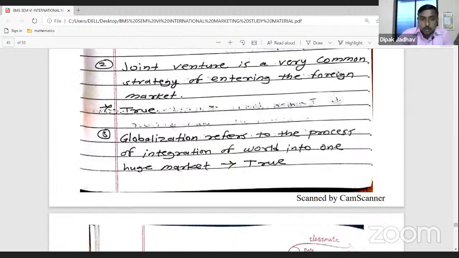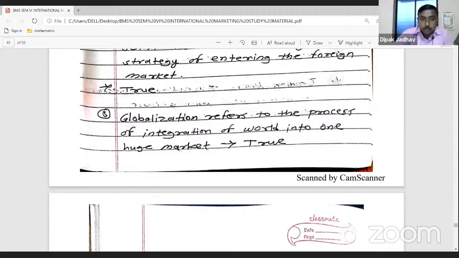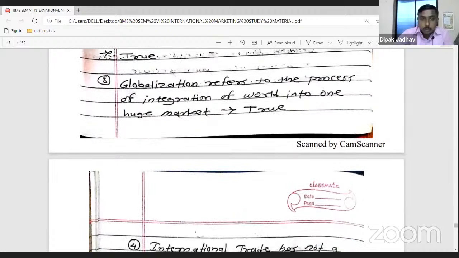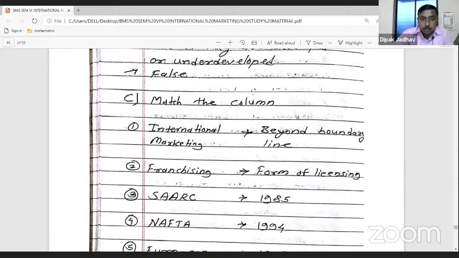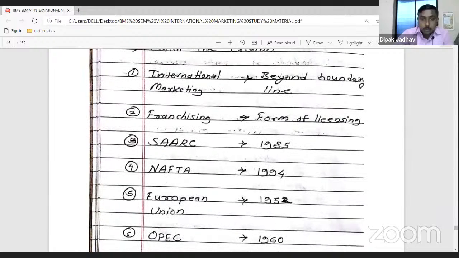Yes, true. International trade has a vital and significant place in the world, whether they are developing or underdeveloped. Then some mass data also shows international marketing beyond the boundary. Yes, then franchising, the form of licensing, means one firm is registered in a home country and it is giving a franchise to start the business in a different place. Resolution 1984. Then after, the North American Free Trade Agreement was established, actually it is 1944. Union established 1960, and trading blocks.